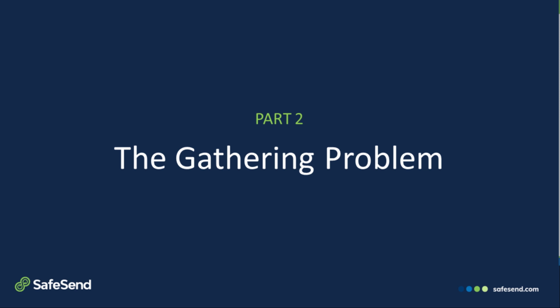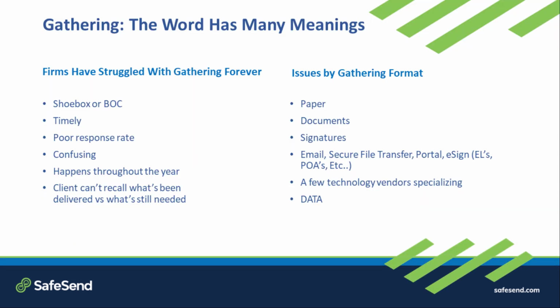So let's move into the gathering problem. So what is the problem on the front end of the tax process as it relates to gathering source documents? First of all, gathering, the word has many meanings. So we think about gathering source documents, 1099s, W-2s, brokerage statements, et cetera. There's really a lot of data there that can be gathered electronically these days in a more modern format. And then there's also things like engagement letters that need to go out and be signed, tax organizers, questionnaires, 7216s that need to be signed. So there's more than just source document gathering. It's really information gathering and sign off as well.